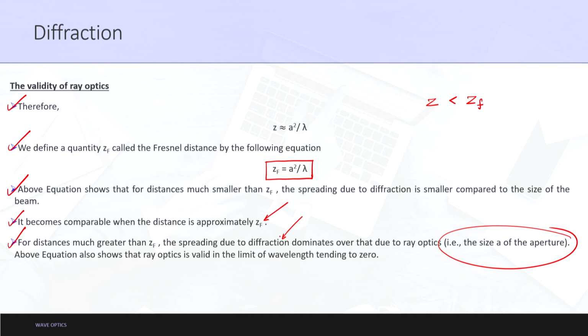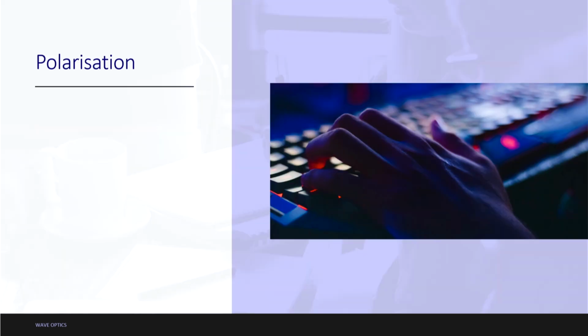So this was the final concept of validity of ray optics which I needed to convey. In this concept we just need to remember that Fresnel distance is equal to a square by lambda, and hence this concept is completed. So after the diffraction concept, let us move on to polarization, that is the last concept of wave optics.